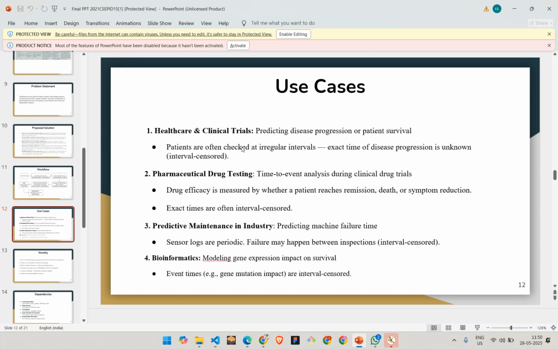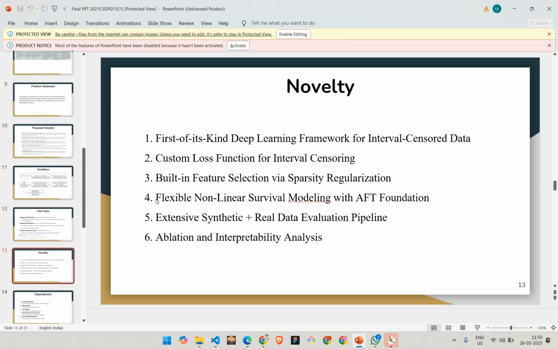And these are the use cases, as I've told, that we are more focused on the healthcare sector. So as you can see here, there's healthcare and clinical trials, pharmaceutical drug testing, predictive maintenance in industry, and bioinformatics. And what makes our project unique, the novelty of it, is that it is the first of its kind deep learning framework for interval censored data. Basically, there is not a single model right now working with neural networks or deep learning models. And you can see here the extensive synthetic plus real data evaluation pipeline.